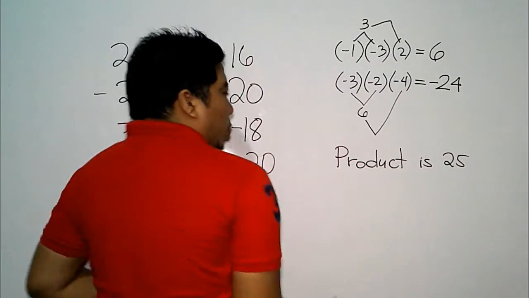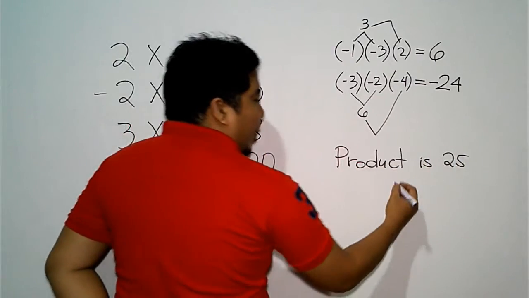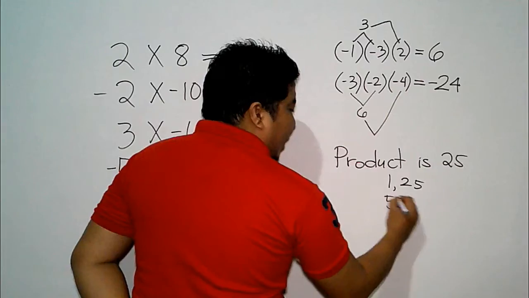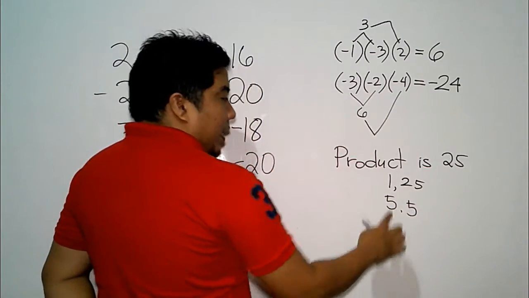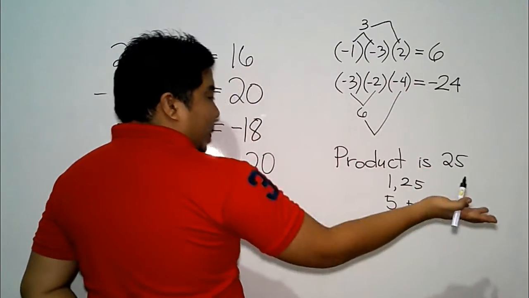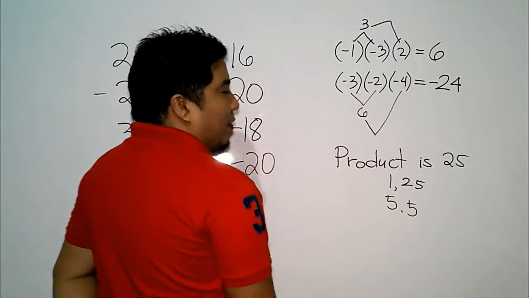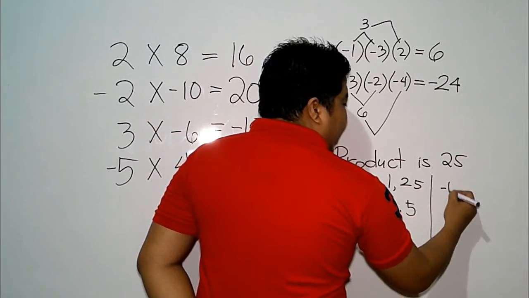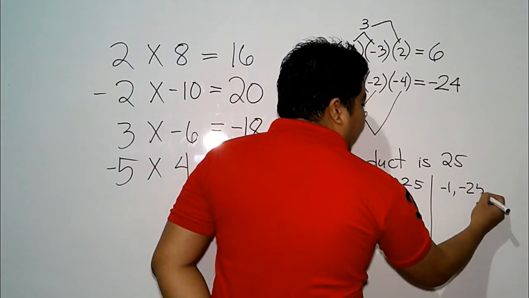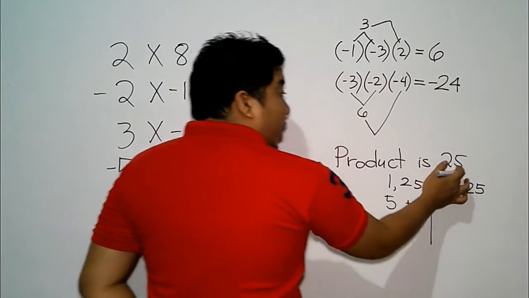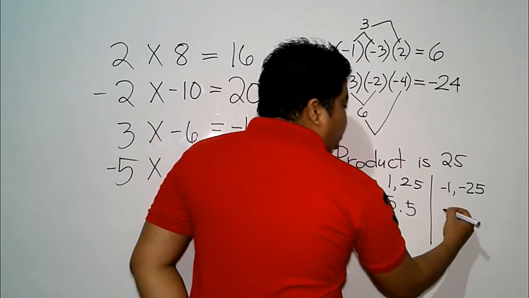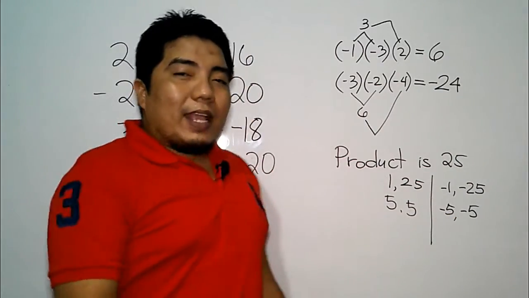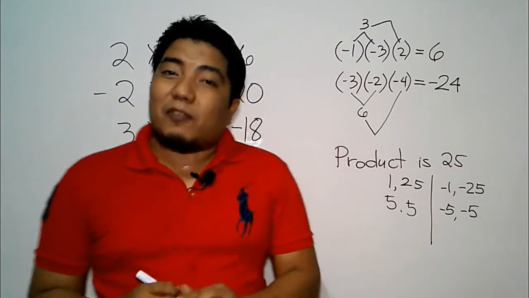So, this is how we do this. What are the factors of 25? We have 1 and 25. We also have 5 and 5. However, these are all both positives, right? Now, in addition, we can also consider negative 1 times negative 25 because both negatives will result to positive 25. We also have negative 5 times negative 5 because both negatives will result to positive 25.